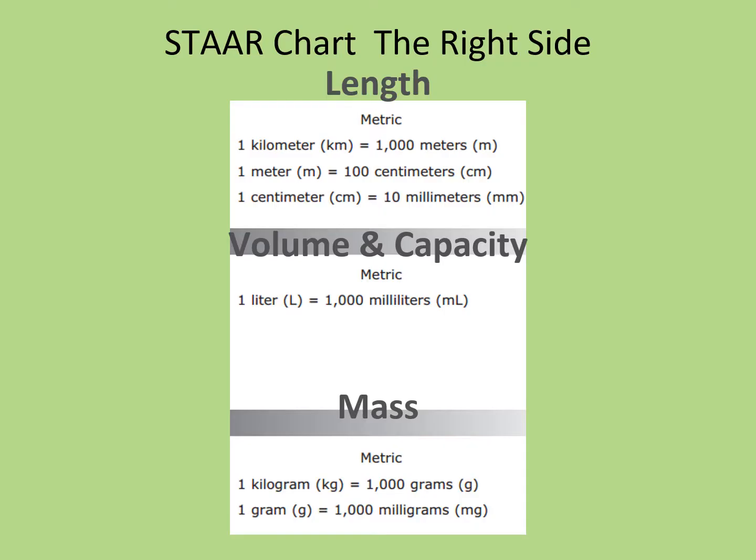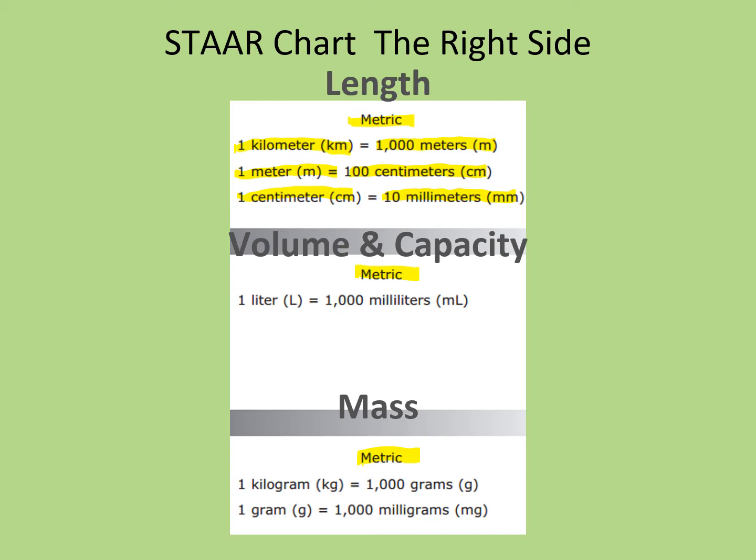So here's a picture of the star chart that is in your journal, that you glued in your journal. Today we are focusing on the metric side. So metric length, metric volume, and metric mass. We have kilometers, and there are 1,000 meters in a kilometer. We have a meter. There are 100 centimeters in a meter. There's a centimeter, 10 millimeters in a centimeter.